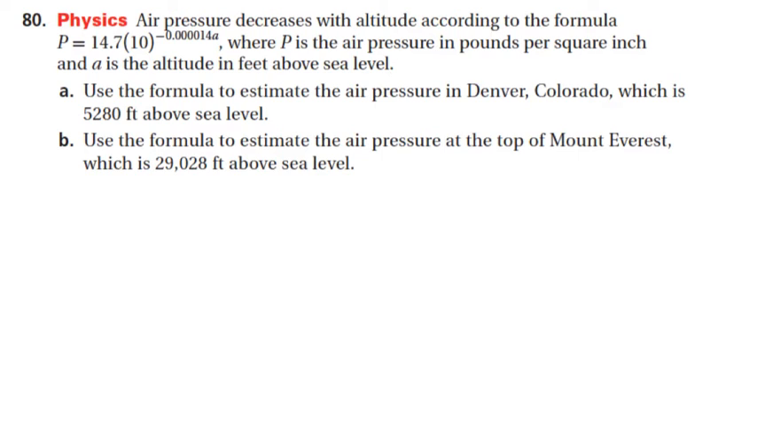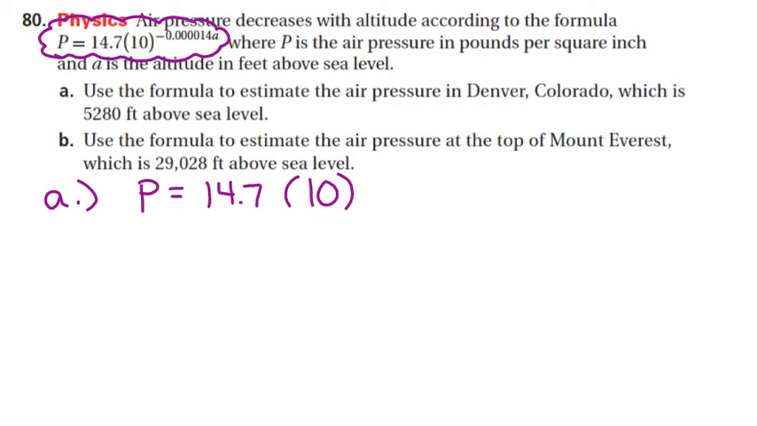All right, what's different about this problem than the last one is now we're not working with a radical formula. We're working with an exponential function. So in part A, air pressure decreases with altitude according to this formula. So P is your air pressure in pounds per square inch. We have 14.7, and then it's 10 raised to the negative 0.00014 times A, where the A value represents the altitude in feet above sea level.